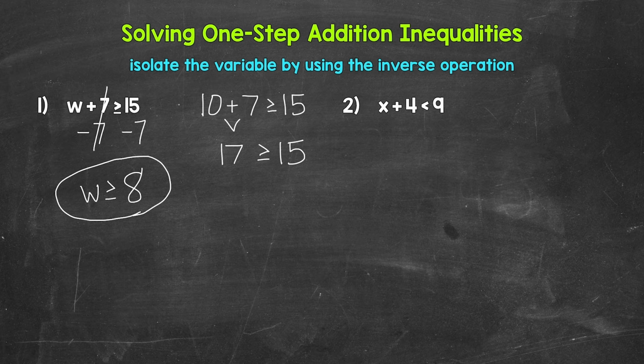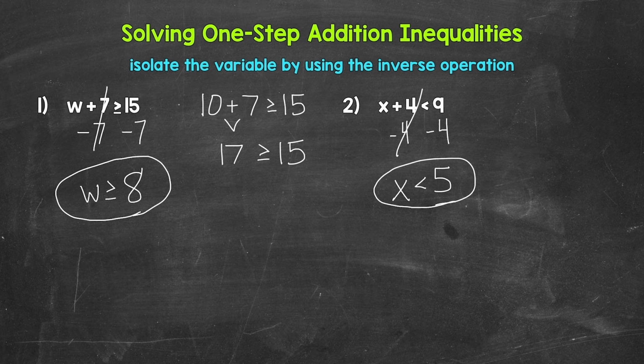Let's move on to number 2, where we have x plus 4 is less than 9. So we need to isolate that variable of x. We are adding 4 to x, so we need the inverse operation of addition. That's subtraction. So subtract 4 from the left side. Whatever we do to one side, we have to do to the other. So subtract 4 from the right side as well. These 4s cancel each other out. X is now isolated, so we have x is less than, and then on the right side, 9 minus 4 gives us 5. So x is less than 5.